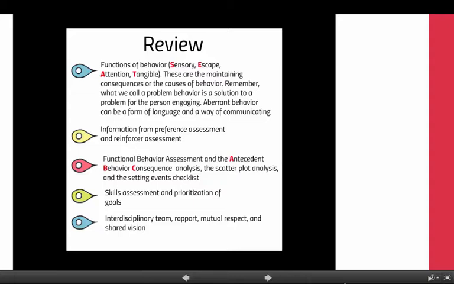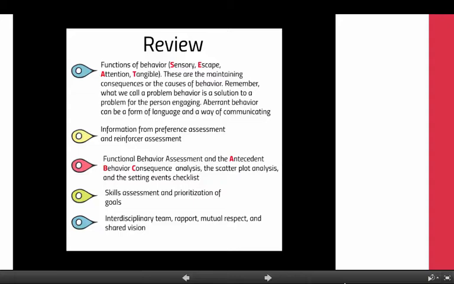And I want you to remember, I've said this before, but what we call a problem behavior is often a solution to a problem for a person engaging in that particular behavior. And that the aberrant behaviors that you see, whether it be tantrum behavior or various forms of non-compliance or property destruction or various forms of inappropriate verbal interactions.